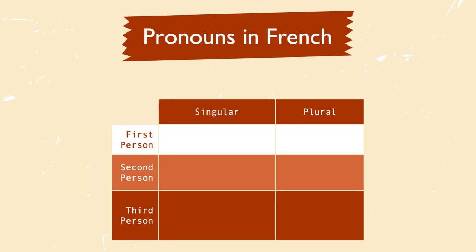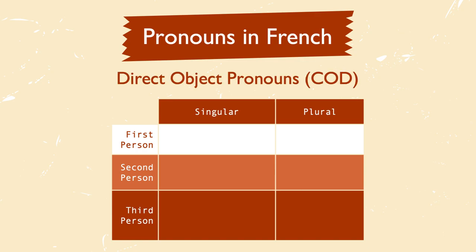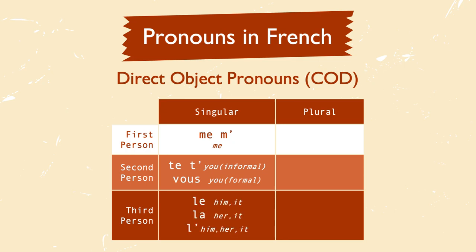Pronouns in French. Direct object pronouns, COD. So these are me, or m' before a vowel; te, t' before a vowel; le, la, or l' before a vowel, meaning him, her, or it. Notice that le and la can all mean it, depending on if the object is feminine or masculine or begins with a vowel. Nous for us, vous for you or y'all, and les for them.